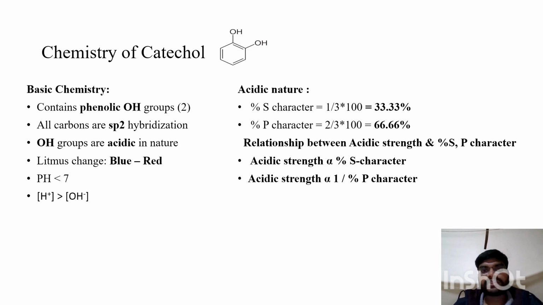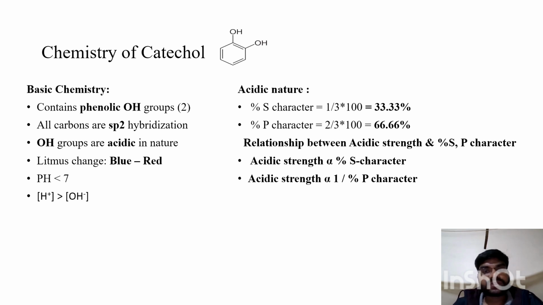Coming to the acidic nature of this functional group, each and every carbon in this phenyl ring is sp2 hybridized. When measuring acidic strength, we have to know the percentage of S character as well as the percentage of P character. In this, there is one S orbital as well as two P orbitals, so overall the total is 3. So 1 divided by 3 into 100 indicates 33.33%.